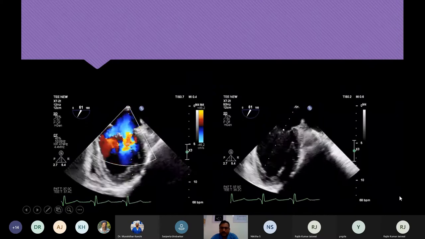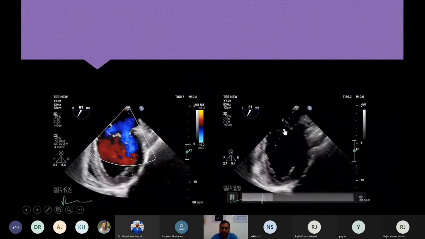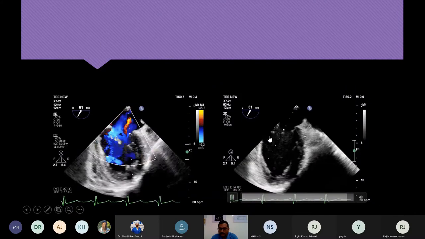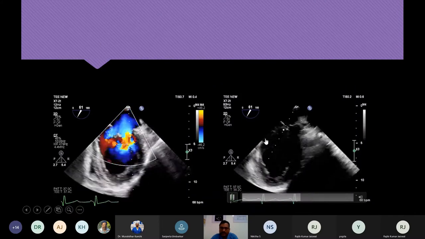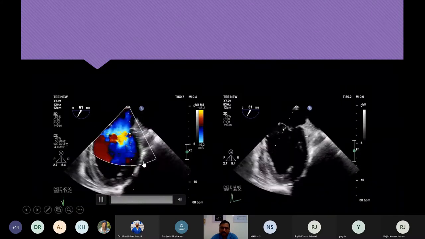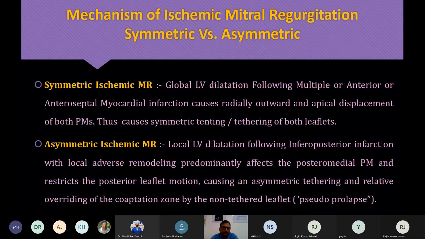And you can see here the tethering of the posterior mitral leaflet in the midesophageal mitral commissural view. You can see a proper tethering of the PML resulting in the MR. Symmetric ischemic MR is global LV dilatation. Asymmetric ischemic MR is a regional LV dilatation.